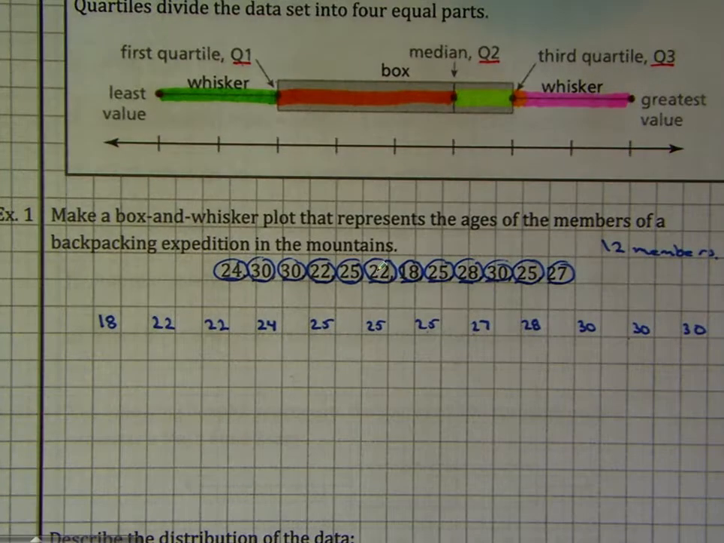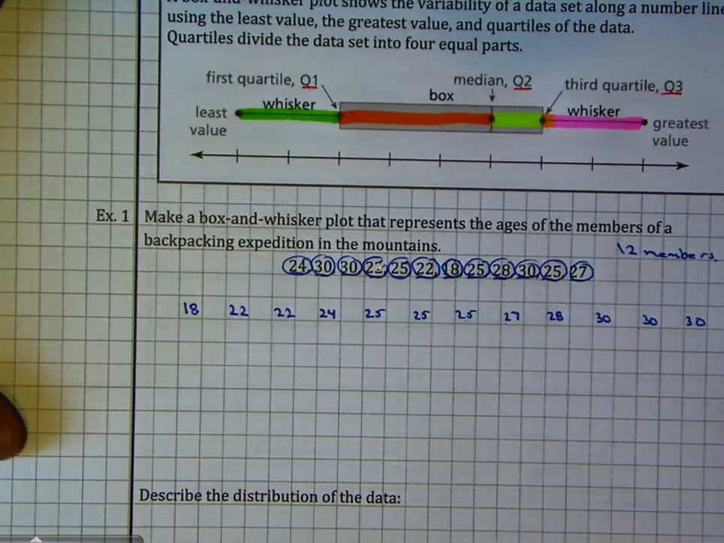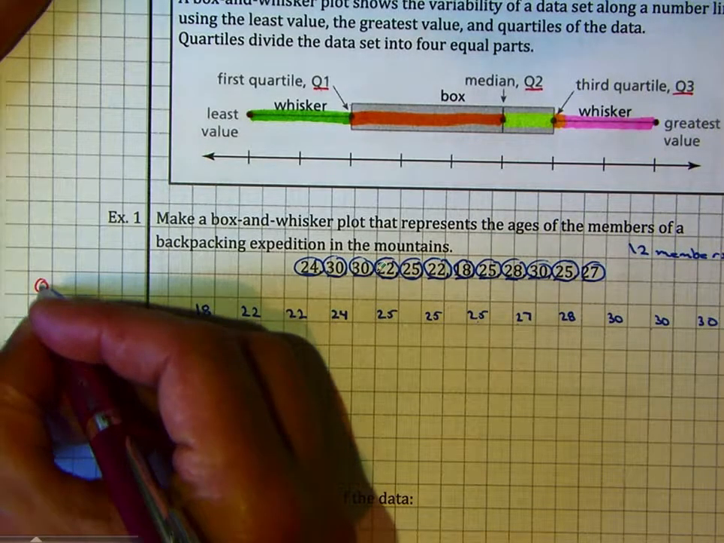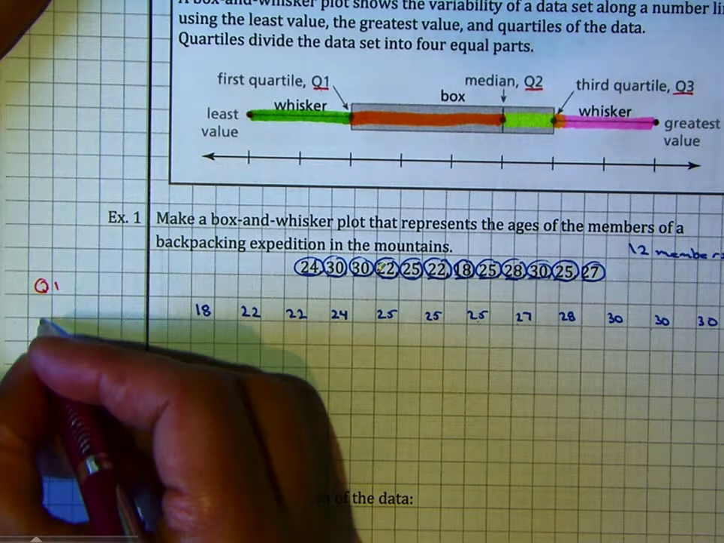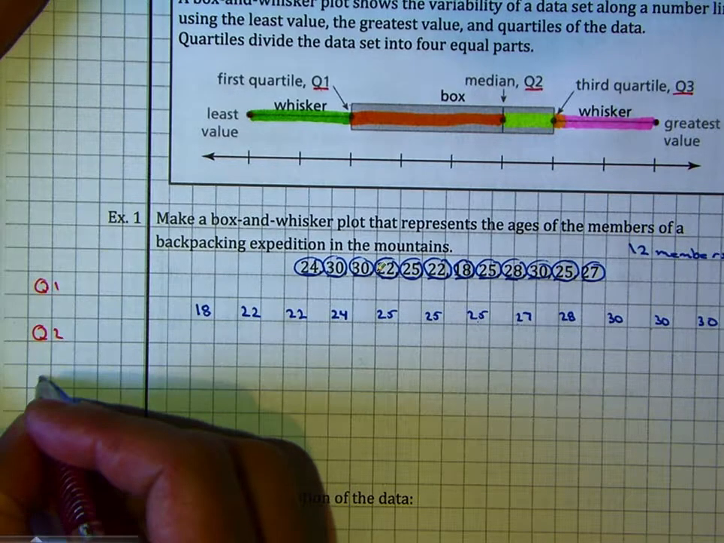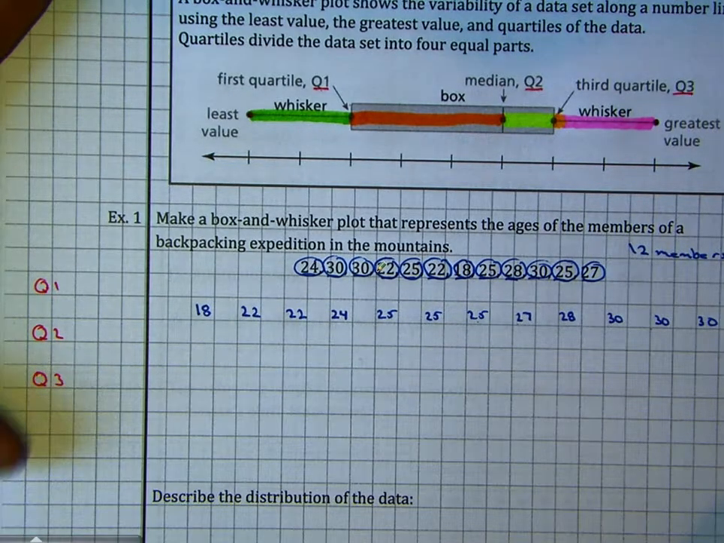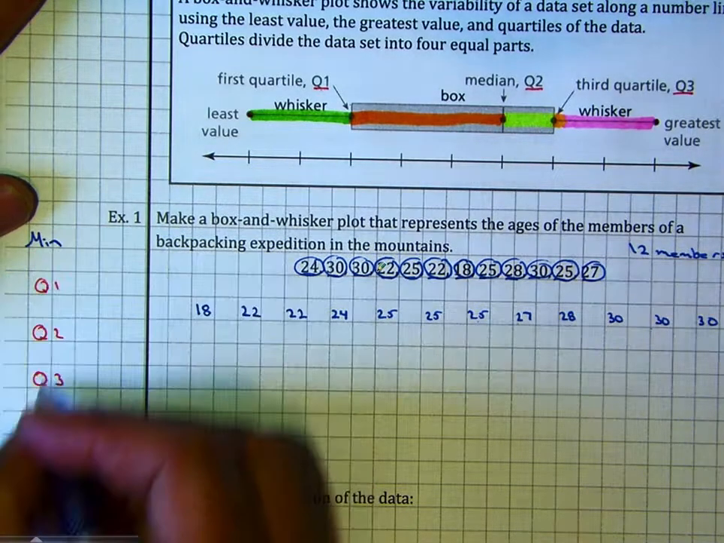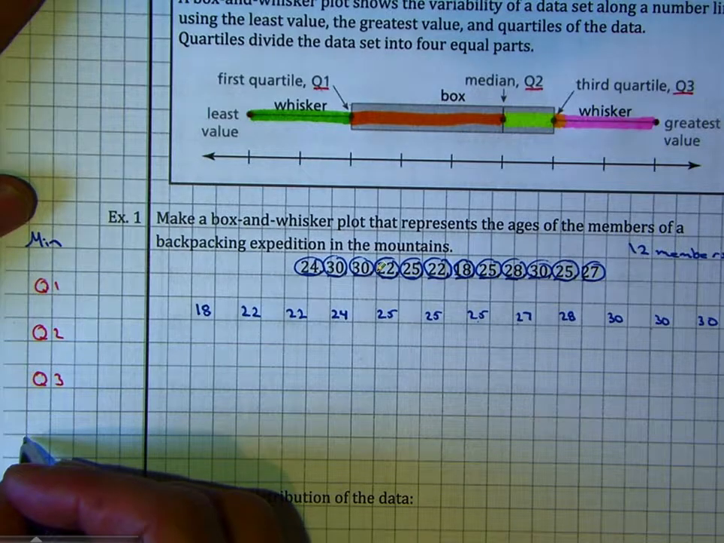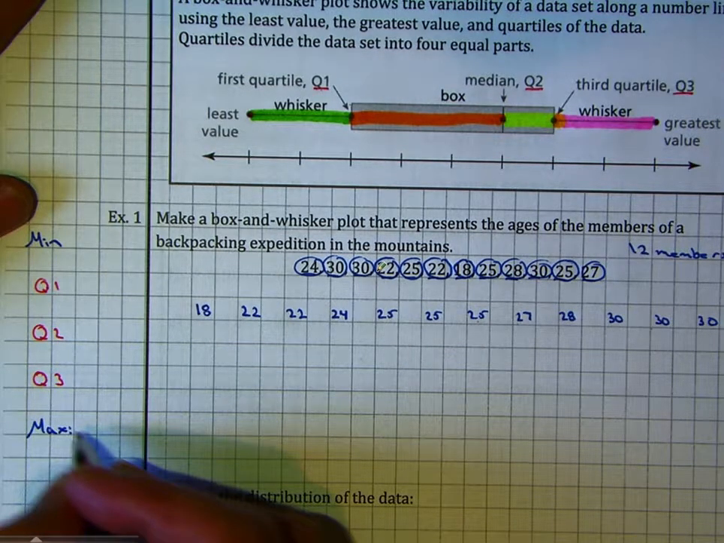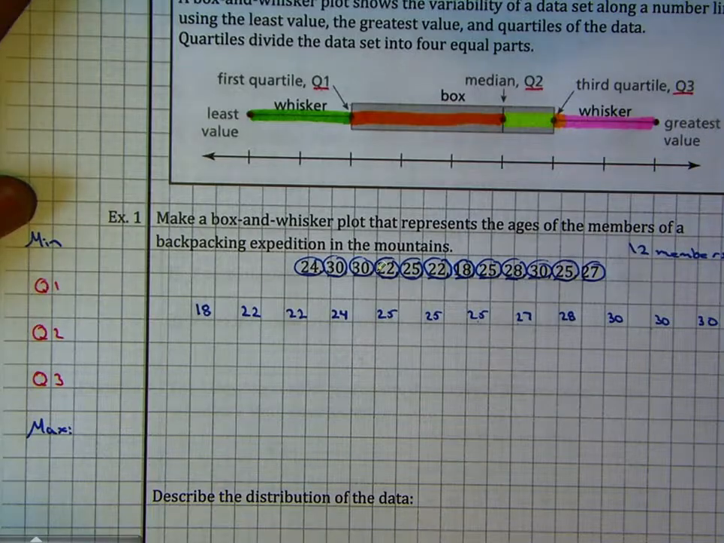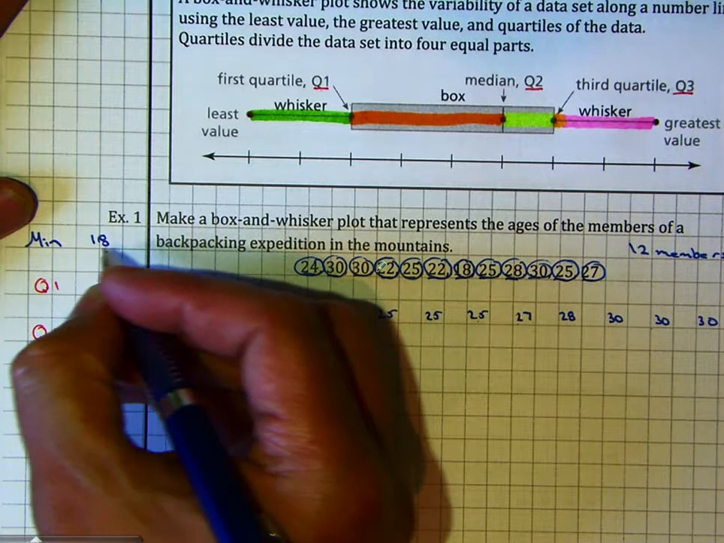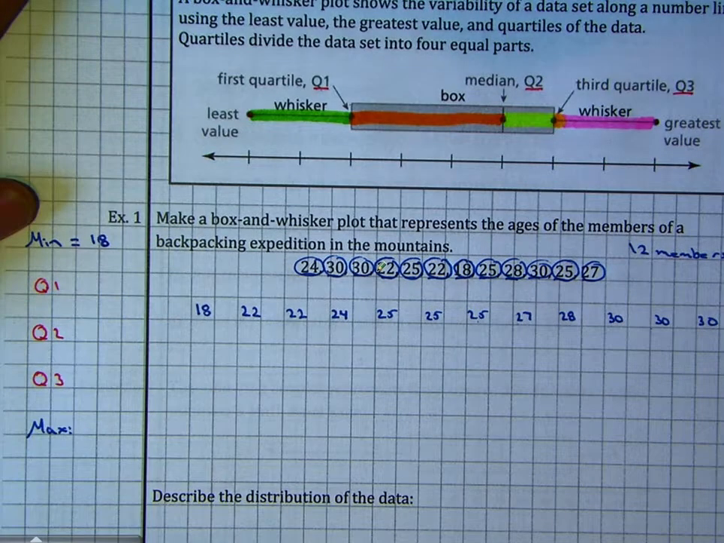And on the left hand side, we need to be able to find our Q1, Q2, or Q3. We're going to find the least value, which we're going to call the minimum. We're going to find the greatest value, which we're going to call the maximum. So those are the five key things that you need. Minimum is easy to find, that's 18. So once you have it in order, that's much easier to find. Maximum is 30.